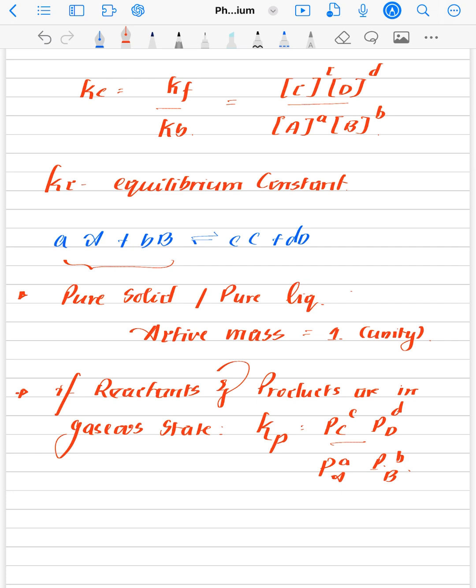Okay, so whether it is Kc or whether it is Kp, remember it is always equal to Kf divided by Kb, that is the rate constant for the forward reaction over the rate constant for the backward reaction. Now we'll speak about the units over here.